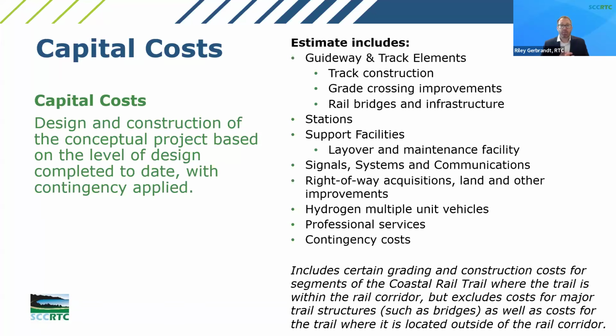The vehicles themselves, identifying hydrogen multiple unit vehicles in the project's cost. The professional services I mentioned to develop these further into final design, as well as contingency costs, which I mentioned as well. And it includes certain grading construction costs associated with the coastal rail trail as well. And that's where the trail is located within the rail corridor. But the cost estimates we're presenting today do exclude costs for the major trail structures such as bridges, as well as the cost for the trail where it would be located outside of the rail corridor. Next slide.